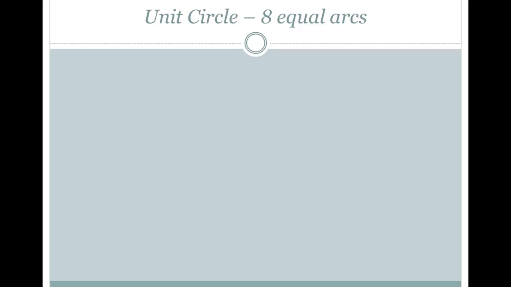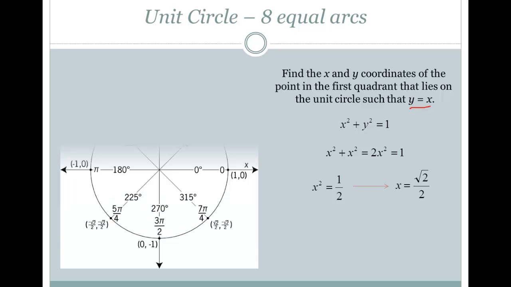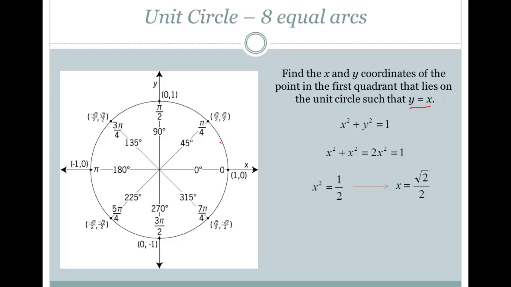Let's divide the arc, this unit circle, up into 8 equal arcs. And what we want to do is find the x and y coordinates in the first quadrant that lie on the line y equals x. If I look at my unit circle equation right there and make use of the fact that y is equal to x, I can do some substitution. I can get rid of y and replace it with x. So I'm going to get x squared plus x squared is equal to 2x squared. If I solve this for x, x squared is a half, or x is equal to the square root of 2 over 2, which also means that y is equal to the square root of 2 over 2. And basically what it's saying is this.